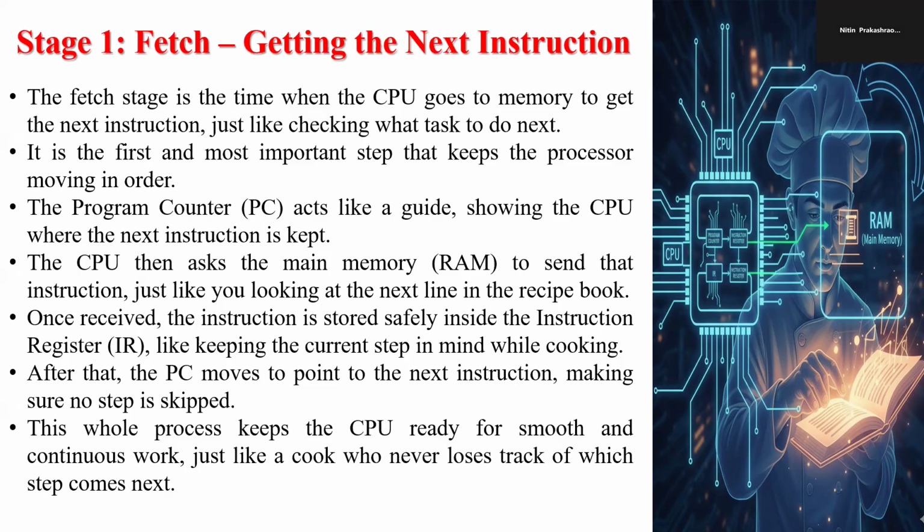The CPU then sends a request to main memory to get that instruction. Once the instruction arrives, it's stored temporarily in the instruction register, that is IR, like keeping the current recipe step in your mind. The program counter then moves forward to point to the next instruction so that nothing is missed.